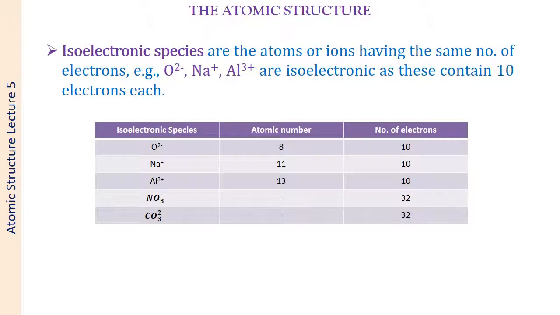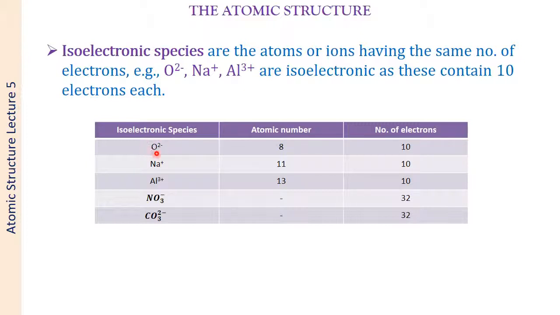Next we have the isoelectronic species. These are the atoms or ions having the same number of electrons. For example, O 2 negative, Na plus and aluminium plus 3. They are isoelectronic as these contain 10 electrons each. So let us see how. We have O 2 negative. Oxygen has the atomic number 8. So the number of electrons in the neutral atom would also be 8. But we have not oxygen, but we have O 2 negative.